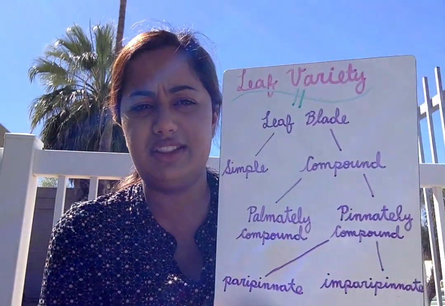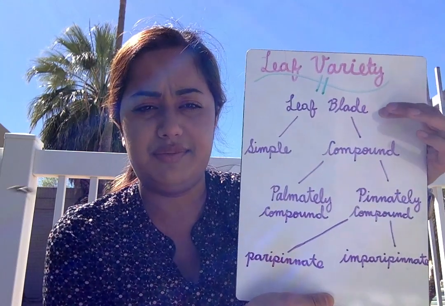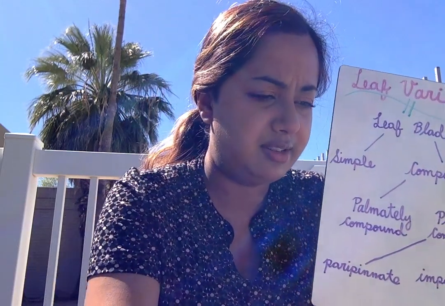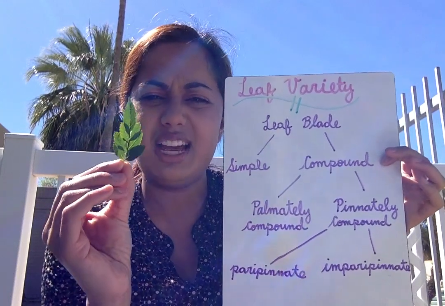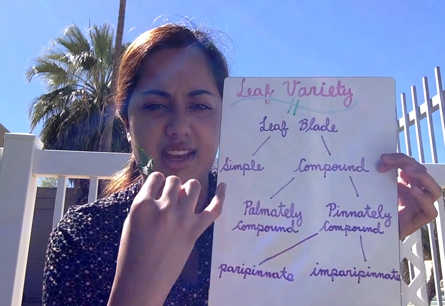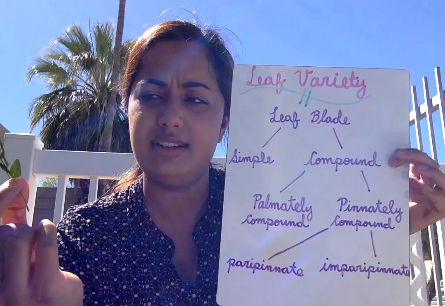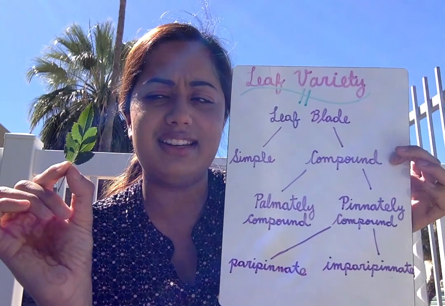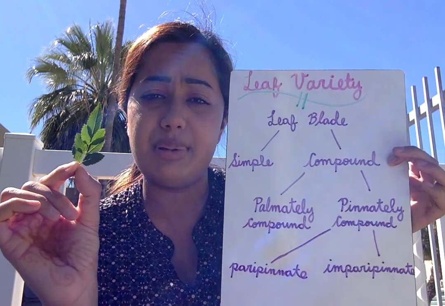So to review, I can take any leaf and look at this chart. Because I wrote leaf blade at the top, because that's what we're focusing on, I'm going to find a leaf and see if it's simple or compound. So for example, if I took this one, I'm going to say, is it simple or compound? Well, it has many leaves, so I know it's compound. Then I'm going to say, is it palmately compound or pinnately compound? Well, does it spread out like a feather or does it spread out like a hand? Well, it spreads out like a feather, so I know it's pinnately compound.